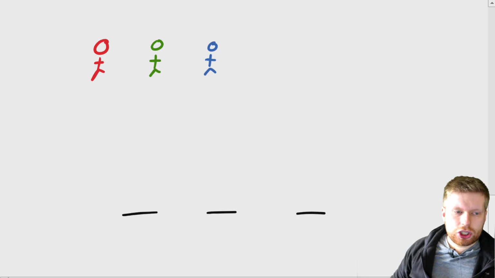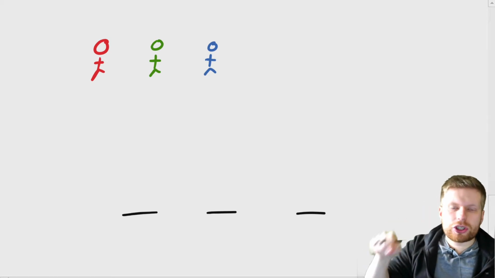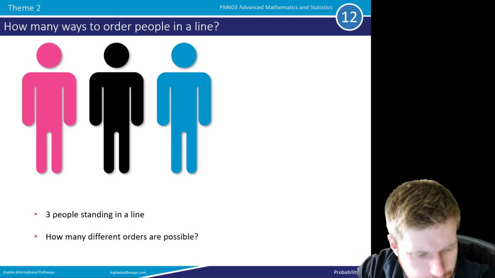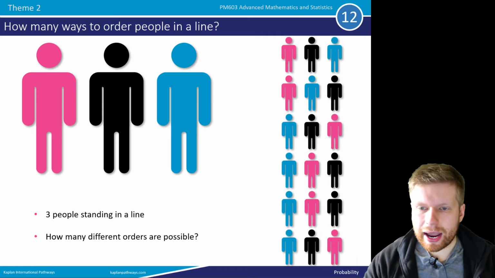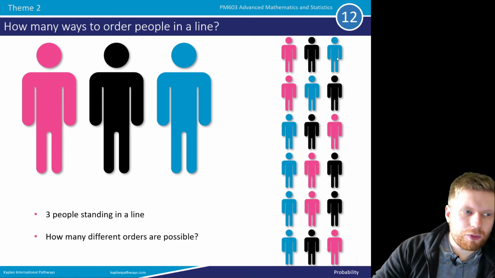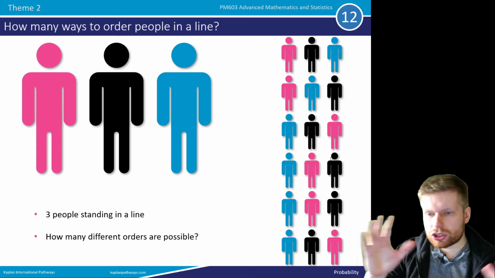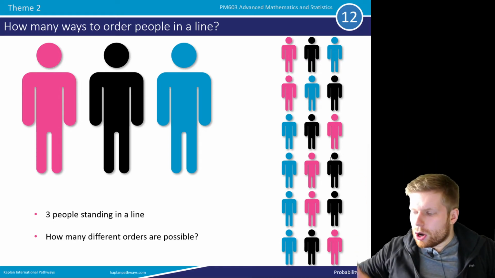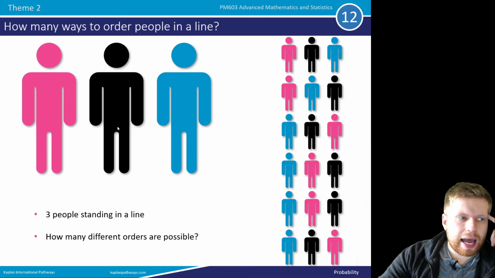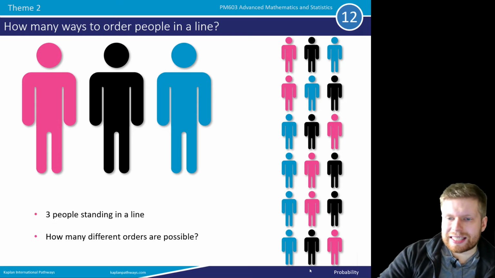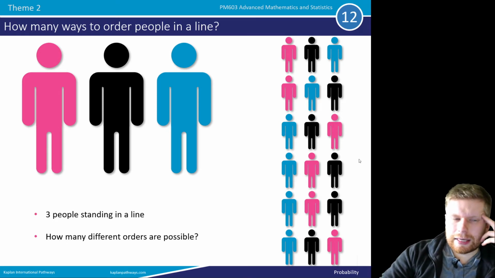I basically just need to choose how many different options can go in each position. So let's have a look, shall we? Here, just by brute force, I've drawn out all of the different possible options. You can either have the pink person first, and the black person, and the blue person, or you could have the pink person first, and the blue person, and the black person, etc. I could just draw out all of the different possible orderings. In this case, there's only 3 people, and there's going to be 6 possible orderings.